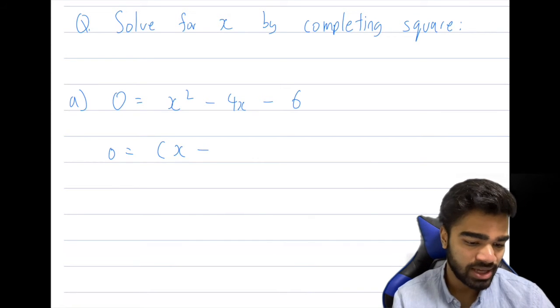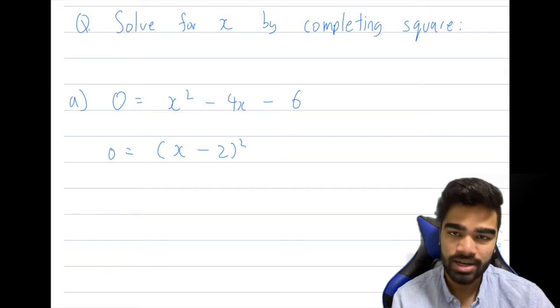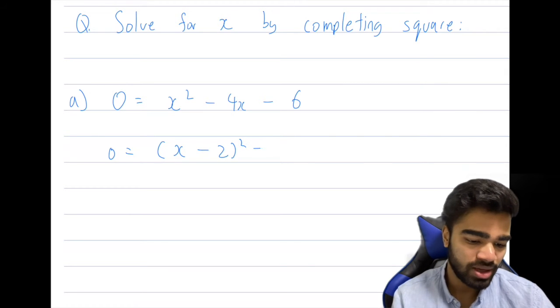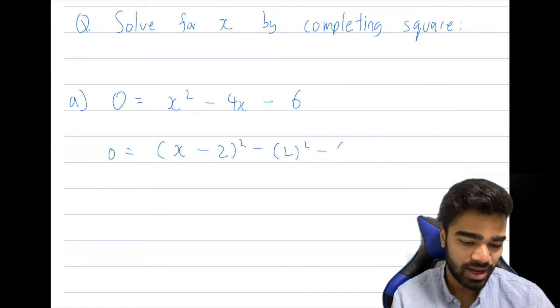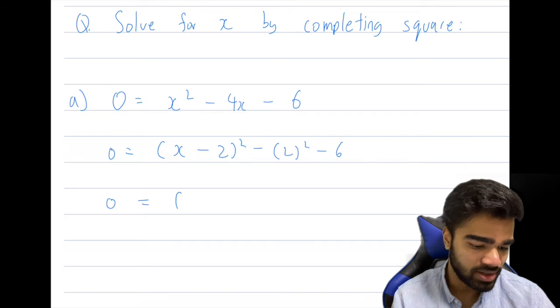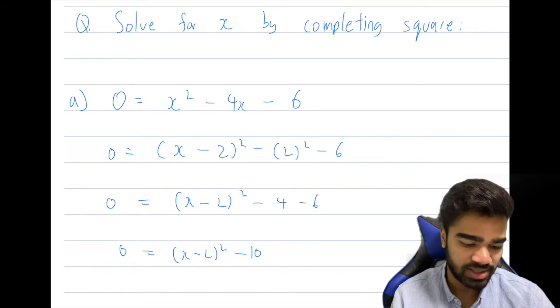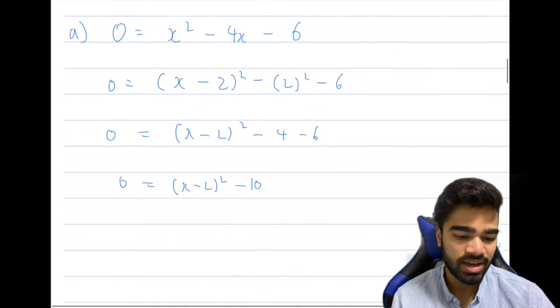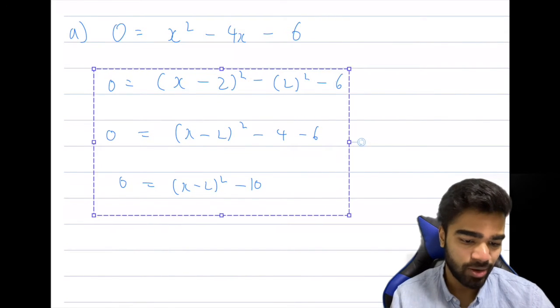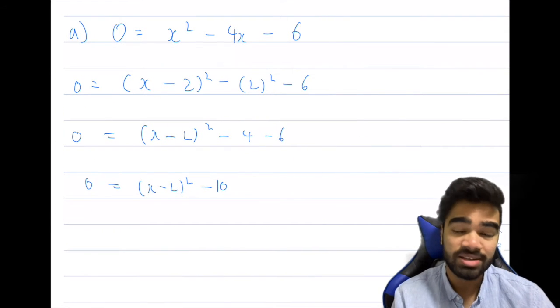So I have x minus 2 whole thing squared. So b divided by 2, minus 2 in brackets squared, minus 6. So 0 is equal to x minus 2 squared minus 4 minus 6. So 0 is equal to x minus 2 squared minus 10. That's just completing the square. Same thing. From here, we use the method we learned in this lesson to solve.